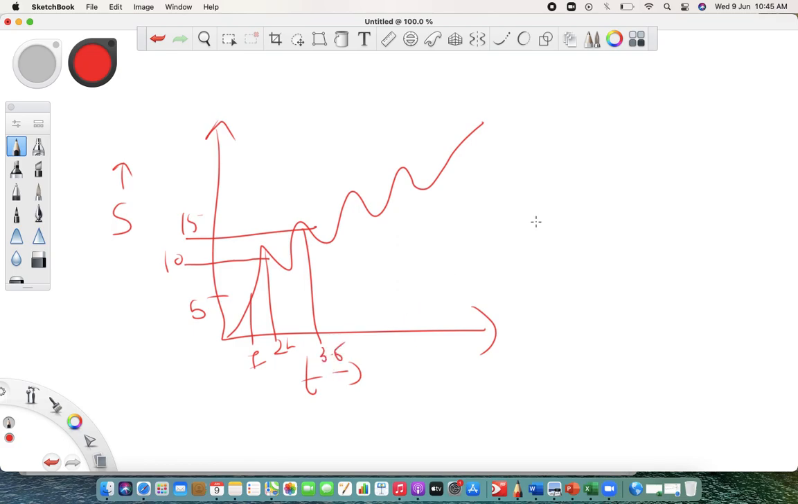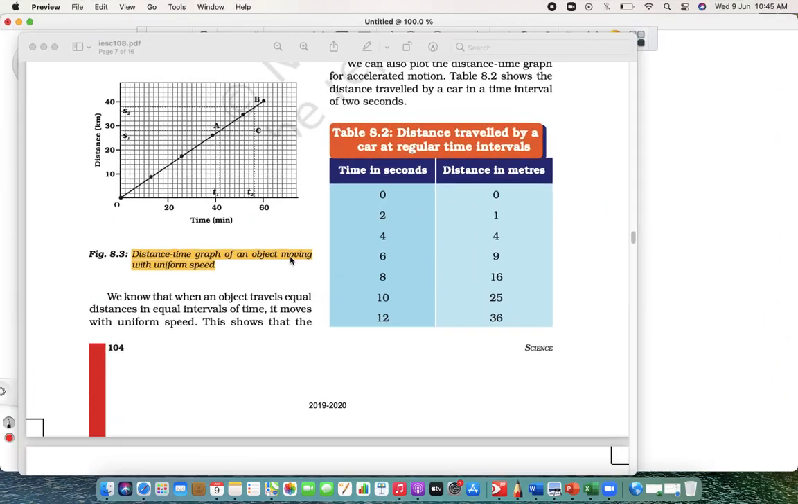So your distance is increasing. So this is non-uniform motion. What is this? Non-uniform motion. This is the motion we use to travel every day. So this graph, we say, is about non-uniform motion.